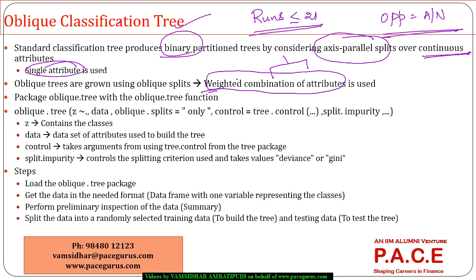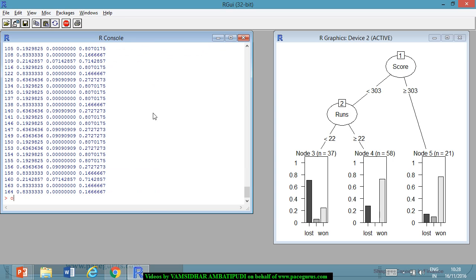Right? So it may come out that, okay, 0.5 times the runs less than or equal to 21 plus something, probably plus 0.25 times the strike rate less than or equal to 75. Such a weighted combination of the attributes is typically going to be used in the oblique tree mechanism. And that can be implemented through a package called oblique.tree, and we have a function also called oblique.tree. So we'll use that particular package and function to execute this logic.